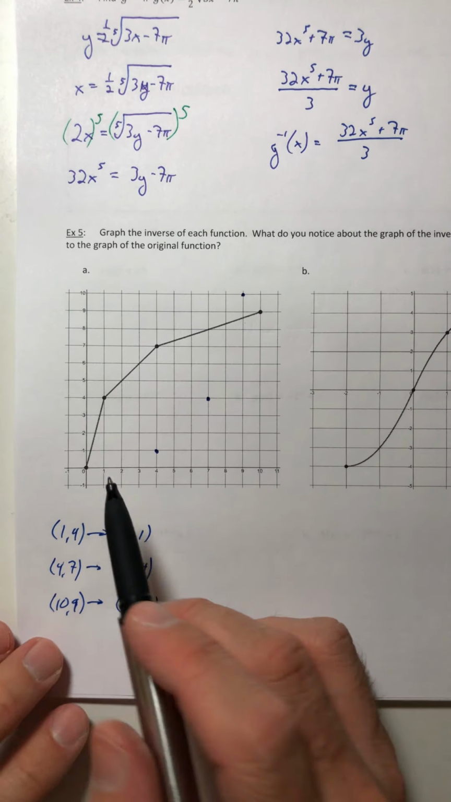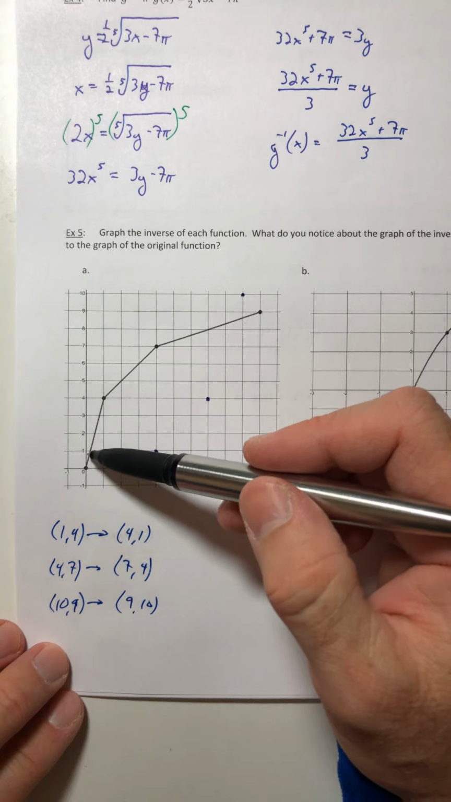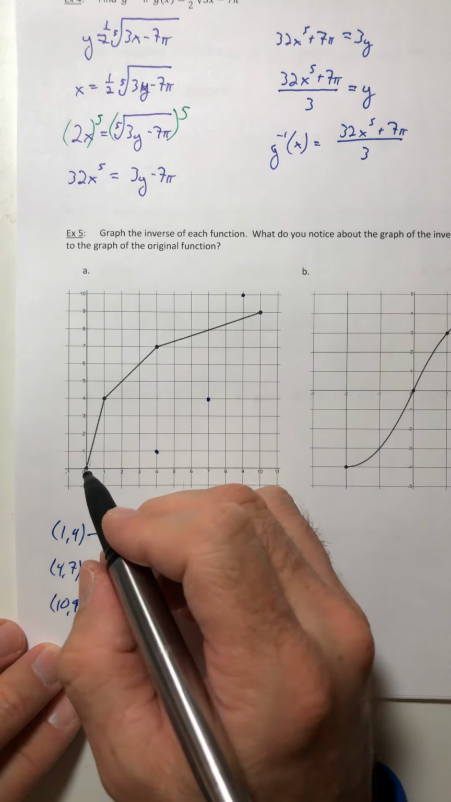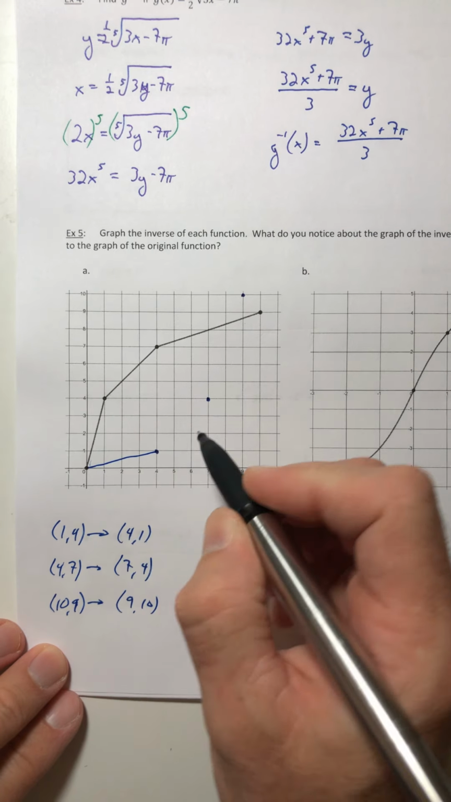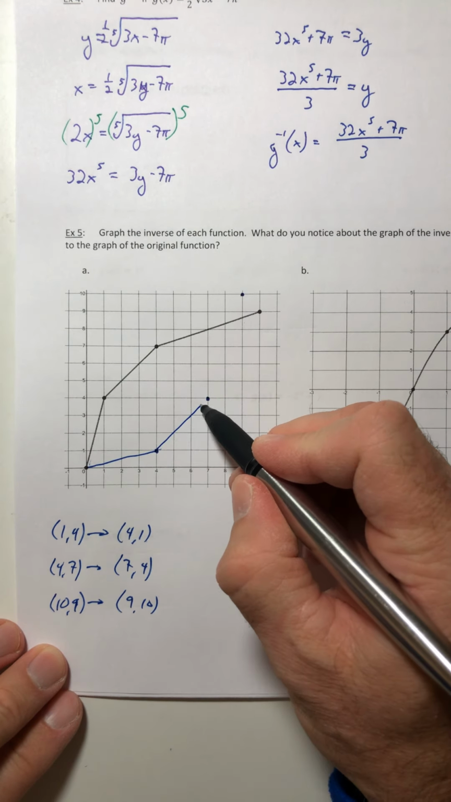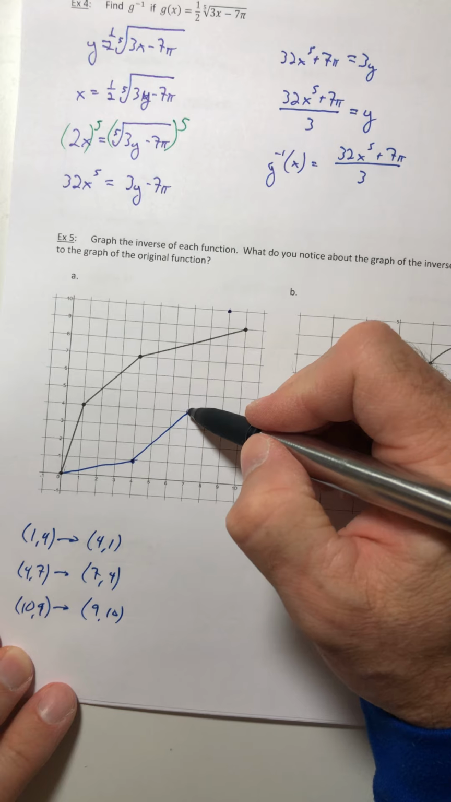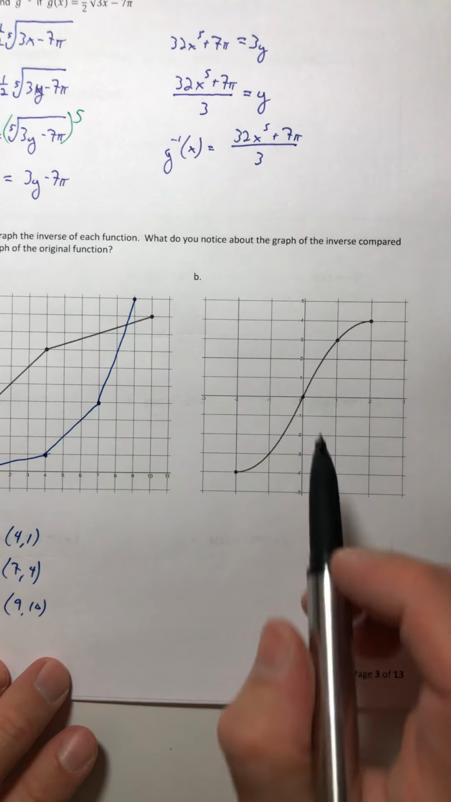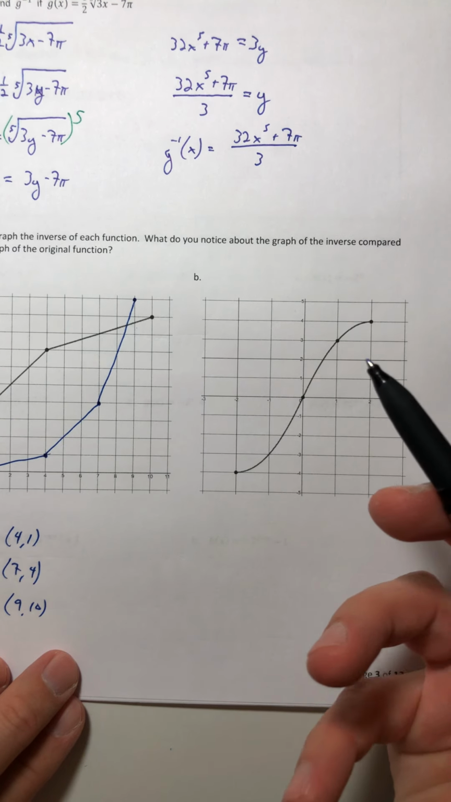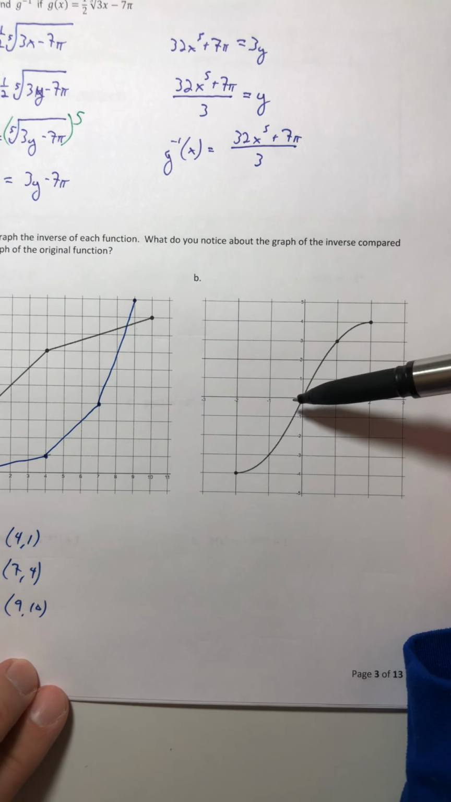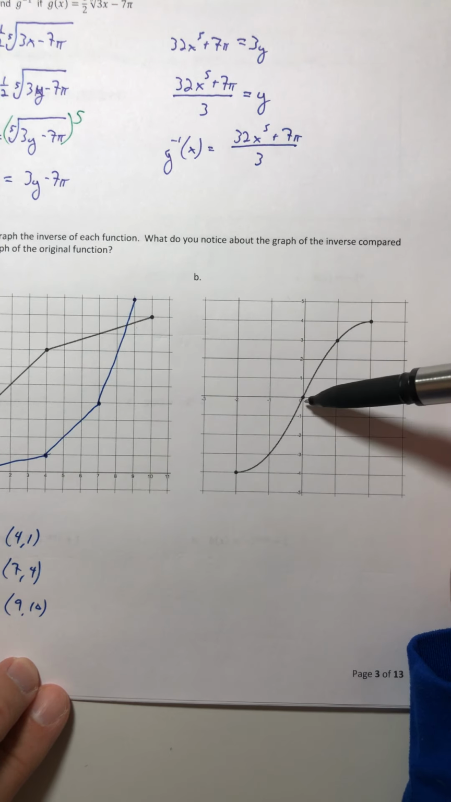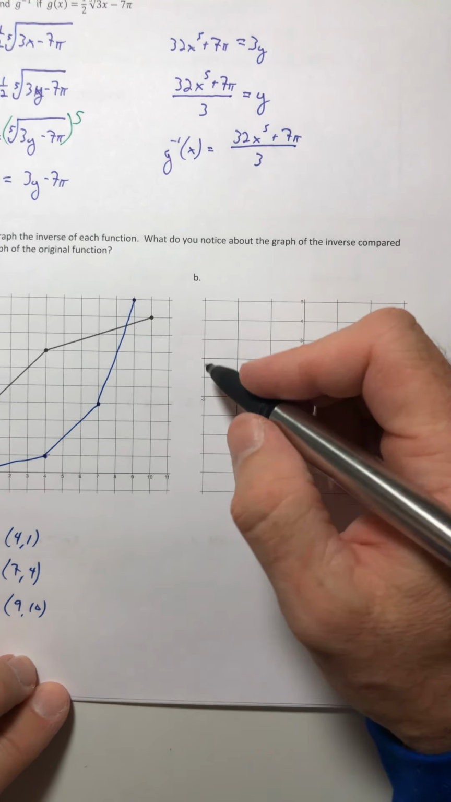And now we're going to connect the points with the same type of connection that was existing from the function. So in the function, it was just like line segments. So we're going to do the same thing for the inverse. And there you go. So part B, even though it's a curve, we're still going to approach it in the same way. So the first point is -2, -4. So that would mean it's -4, -2.